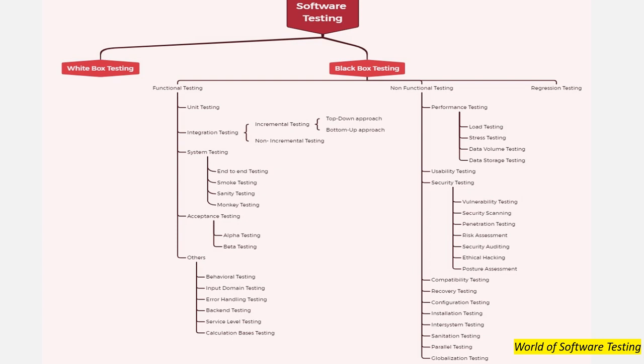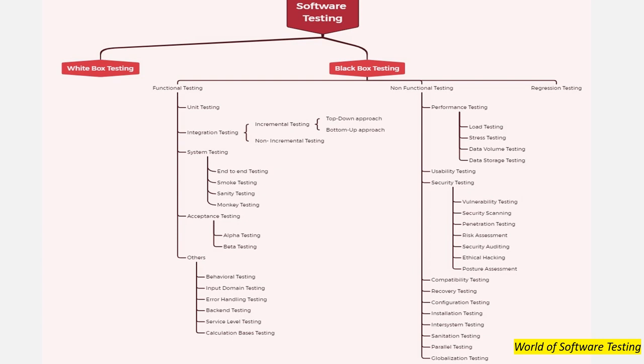Then the backend testing. This is related to the database testing. Then there is service level testing, calculation based testing. These are some other types of functional testings we have. This is not the complete list. We have a lot of tests that come under the functional testing.